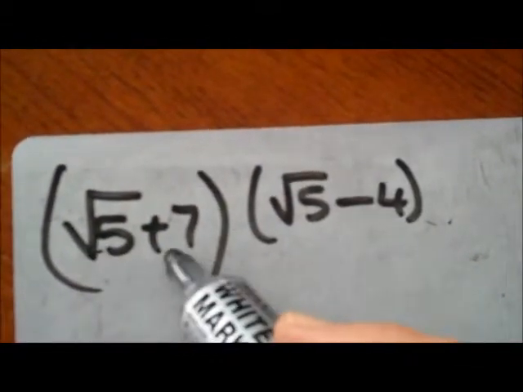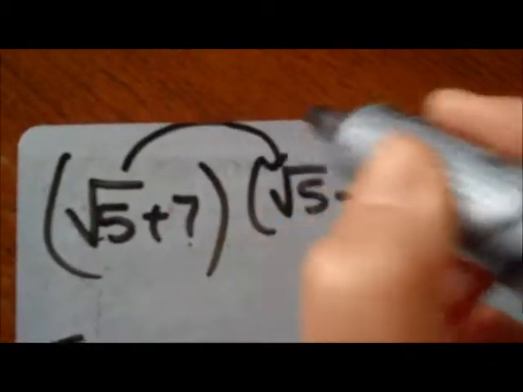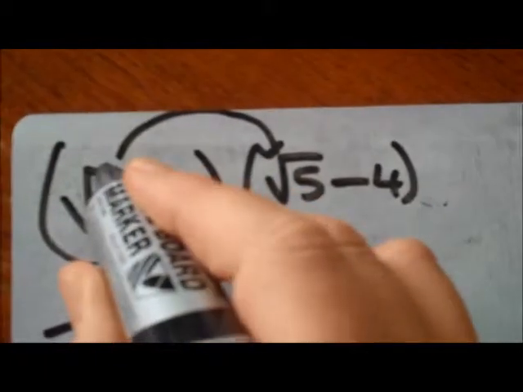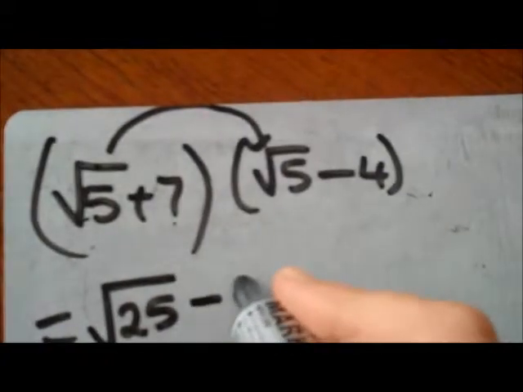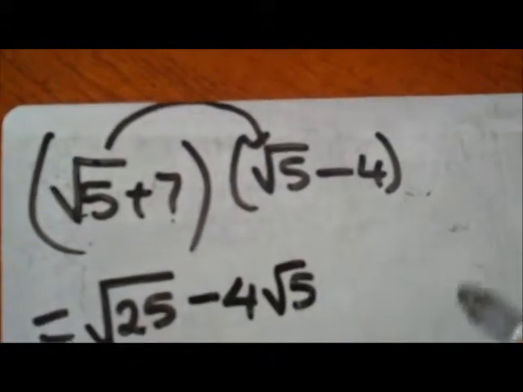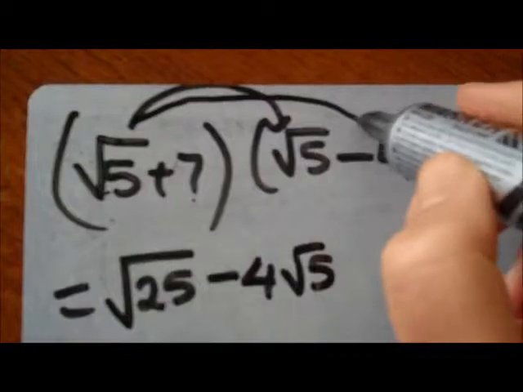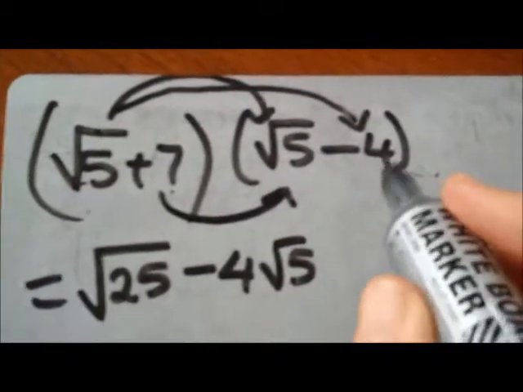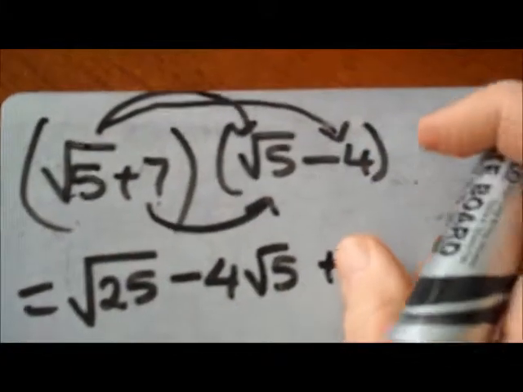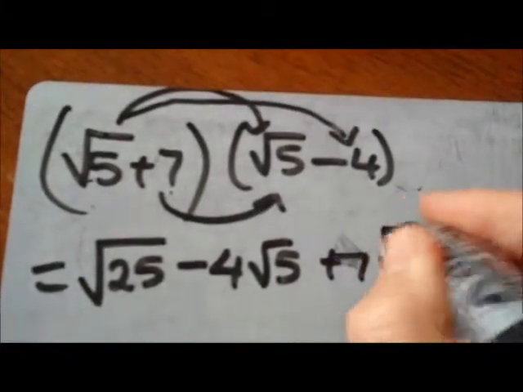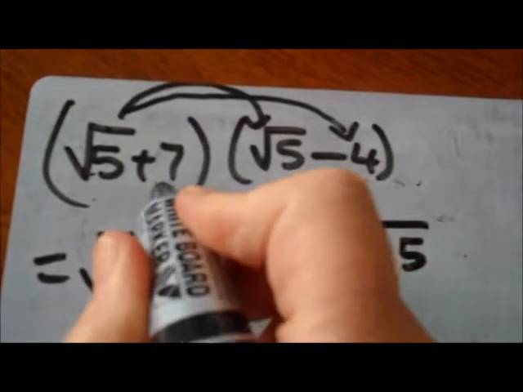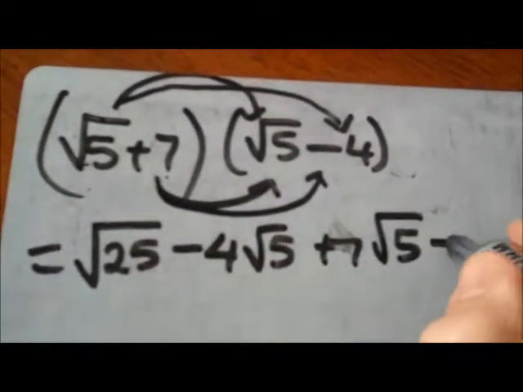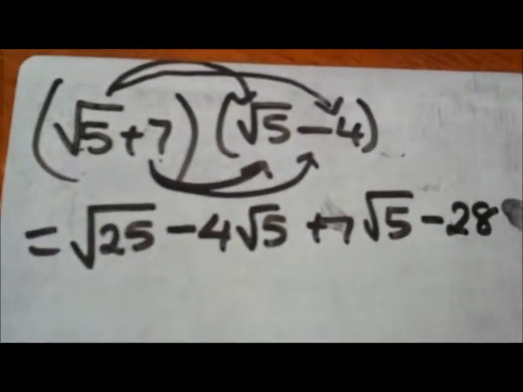So here I've got the square root of 5 plus 7 multiplied by the square root of 5 minus 4. So the first thing I'm going to do is square root of 5 times the square root of 5, which is the square root of 25. Square root of 5 times negative 4 is minus 4 lots of square root of 5. So that was that one there. Then I've got plus 7 multiplied by square root of 5. So I've got 7 lots of root 5. And then I've got lastly 7 times negative 4, which is 7 4s are 28.